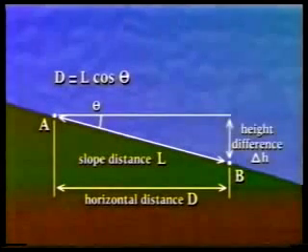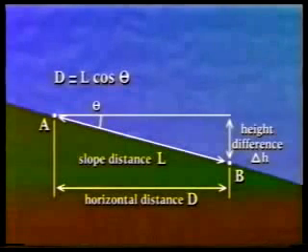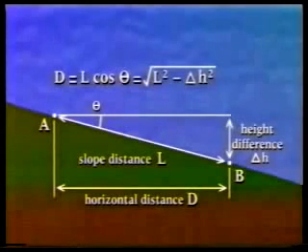If the difference in height between A and B has been measured by leveling, for example, then by Pythagoras' theorem, D equals the square root of L squared minus delta H squared. Although both of these formulae give horizontal distance, it is preferable to turn them into corrections to be applied to the original measured length L.